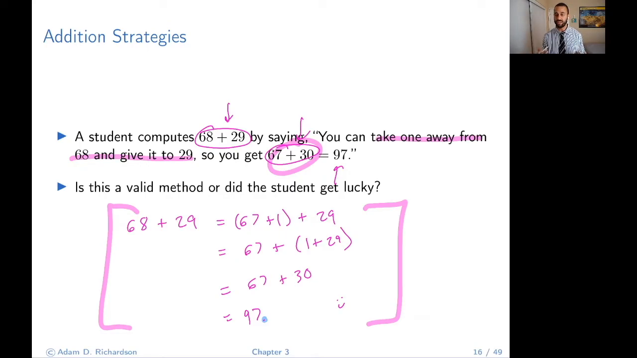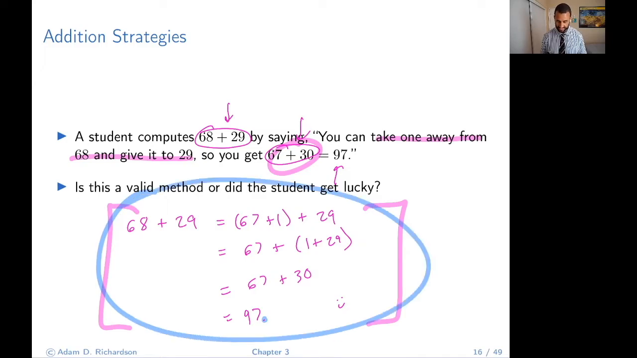I'll read it out loud in English. It's an English sentence, but I wrote it in math. I'll read it out loud, and this will be the only time I'm ever going to do this, okay? So here we go. You ready? I'm going to read this sentence out loud. This sentence says, 68 plus 29 is the same as 67 plus 1, then adding 29, which is the same as 67, then adding 1 plus 29, which is the same as 67 plus 30, which is 97. There we go. That's my long run-on sentence.